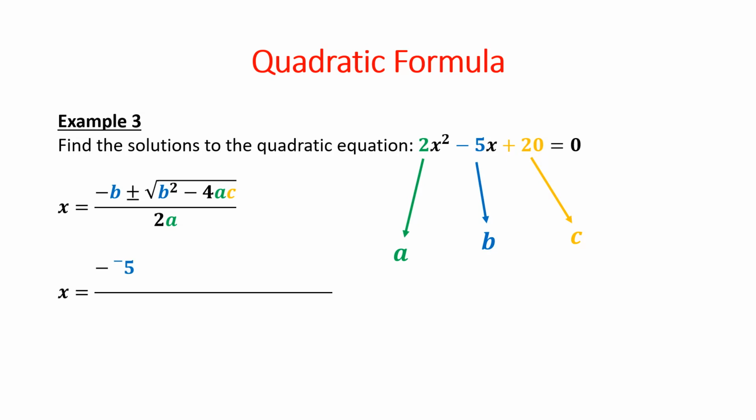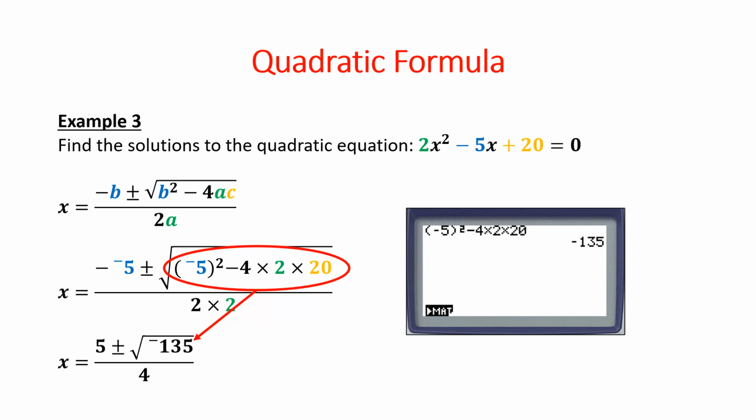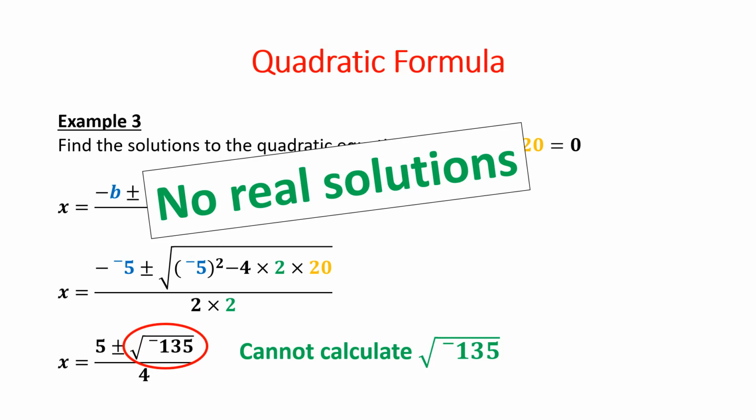We're going to go minus negative 5, because b is negative, plus or minus the square root of negative 5 all squared, minus 4 times 2 times 20, divided by 2 times a, 2 times 2. Now, the negative and negative make a positive, and inside the square root, we end up with a negative number. And here's the problem we've got now, is because in mathematics, we cannot take the square root of a negative number, not yet. And so therefore, we have to stop the problem right now and say that there are no real solutions to this problem.